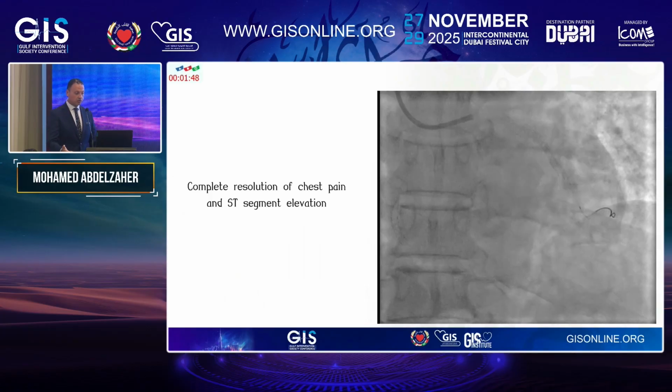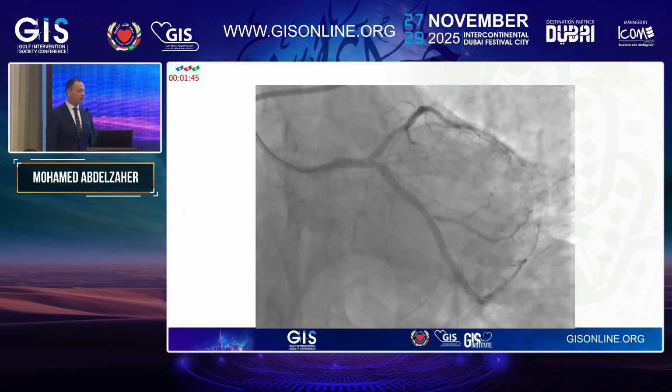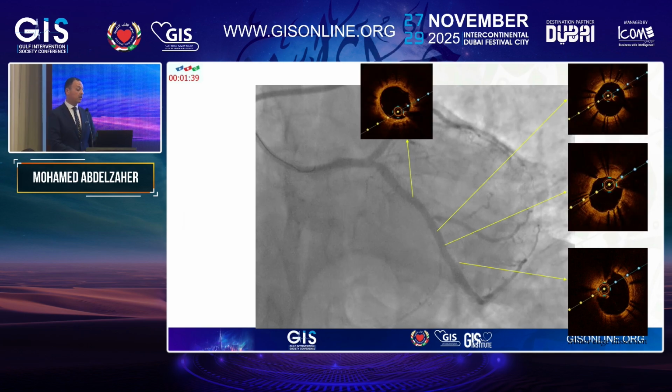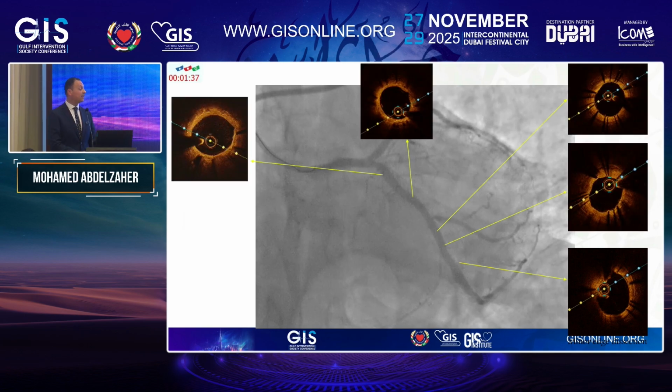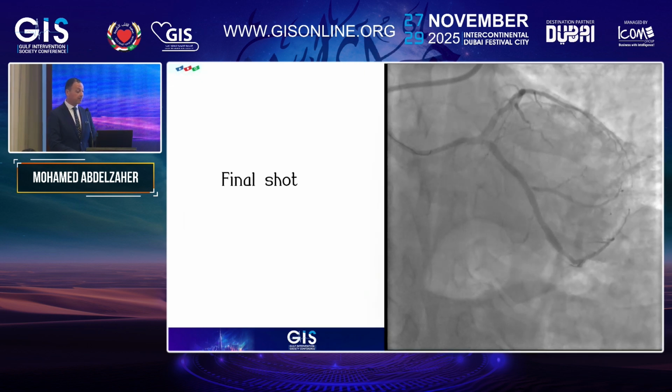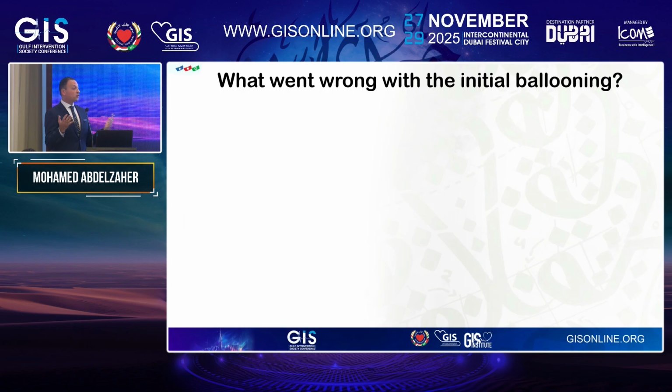I have complete resolution of ST segment elevation. I optimized the balloon, and I have a very good result for the stent. OCT confirmed the good stent deployment with a clean area at the mouth of the circumflex. And this is my final shot. So, what went wrong? What happened?